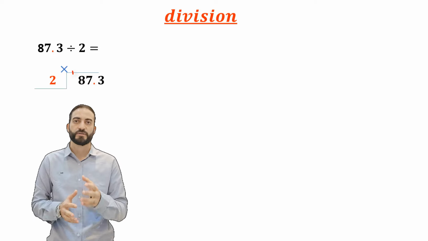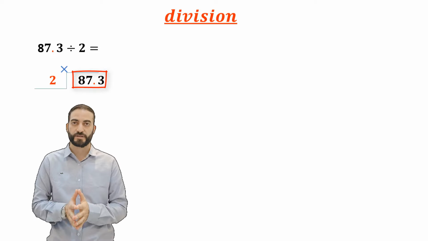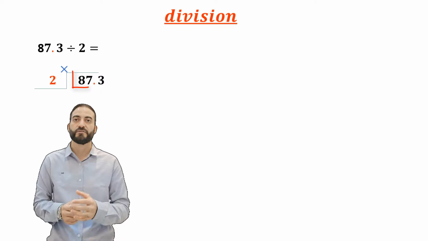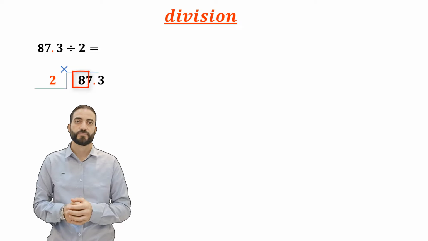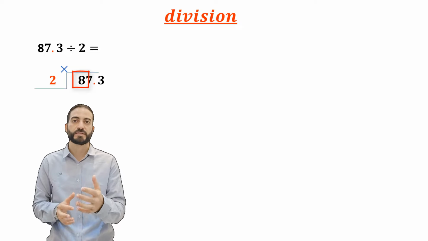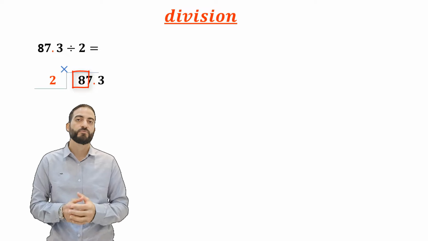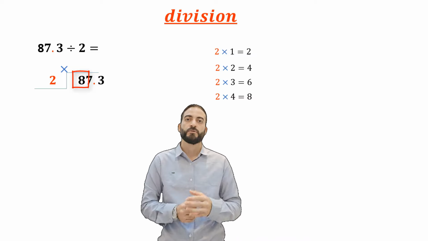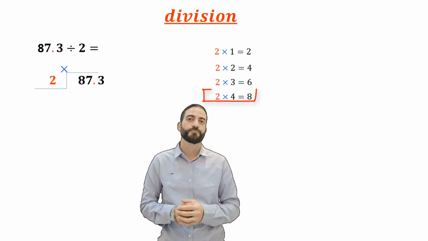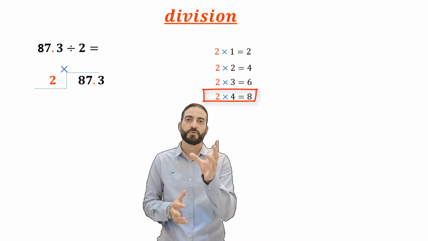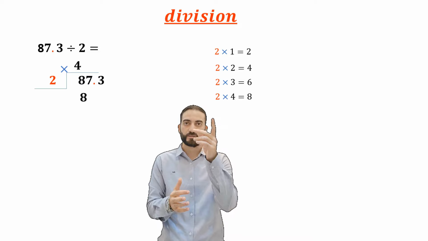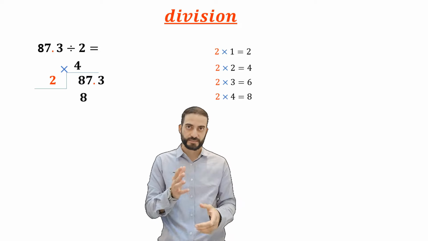And we look at the dividend, which is 87.3, and go to the last number on the left. Here we have 8, greater than the divisor. This means that we can complete the process. Now in this step, we look for the 8 in the multiplication table for the divisor, which is 2. We find that the 8 is here. 2 times 4 equals 8. So we write the number multiplied by 2, which is 4. We put it here and immediately multiply the 4 by 2 and put the answer here.